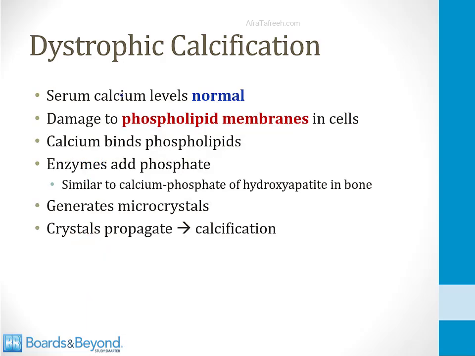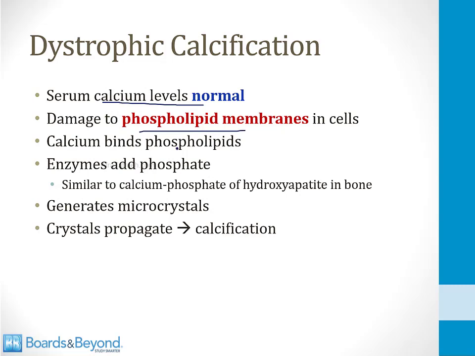Dystrophic calcification is entirely the result of necrosis. It has nothing to do with elevated calcium levels in the serum. Serum calcium levels are normal in patients who have dystrophic calcification. It's believed to be caused by damage to phospholipid membranes in cells.